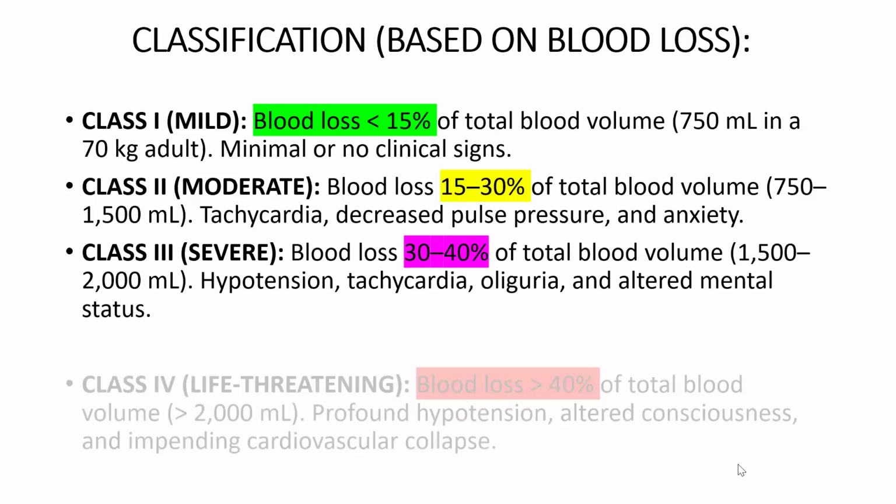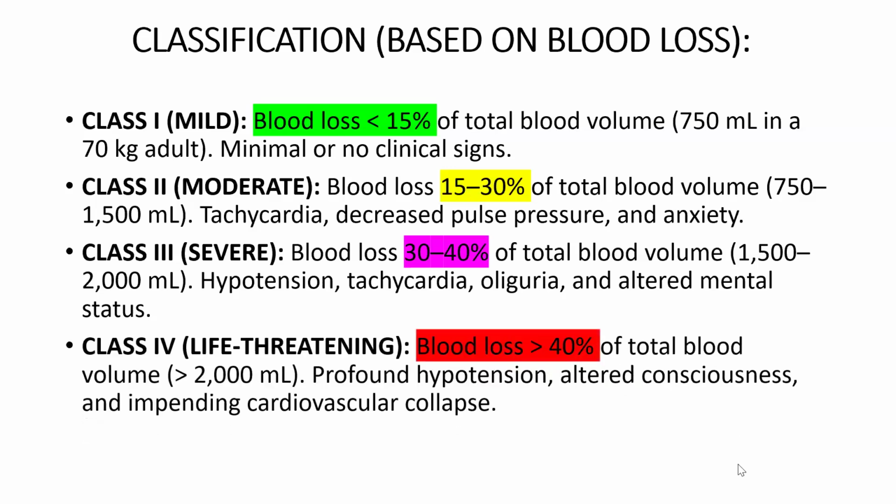Okay. In class 4, it's a severe life threatening type of shock. It's profound blood loss, usually of more than 40%, more than 2 liters in volume parameters. Because of this, there will be a large drop in blood pressure, that is profound hypotension, and altered consciousness. In worst case scenarios, the patient can have a cardiovascular collapse and go into a state of cardiac arrest.